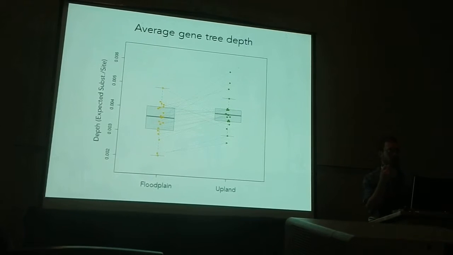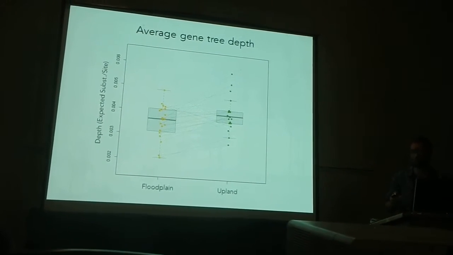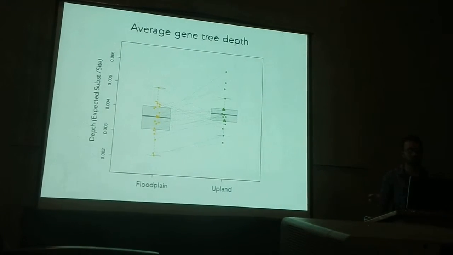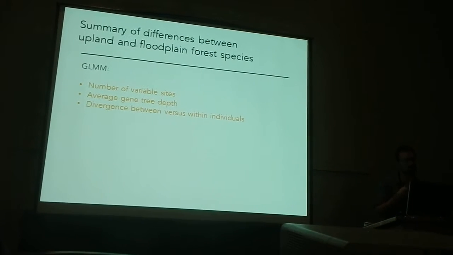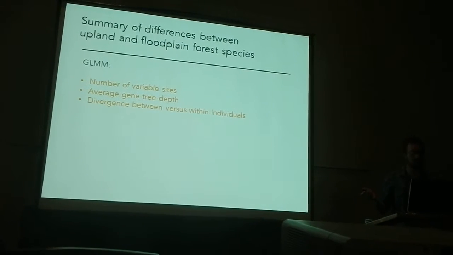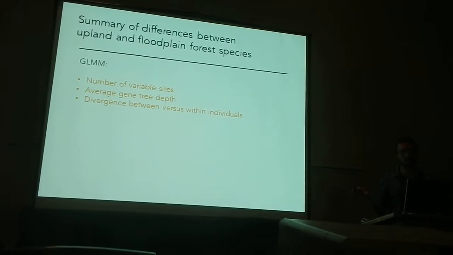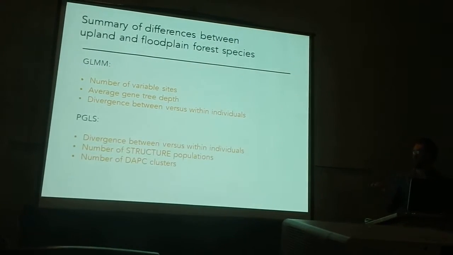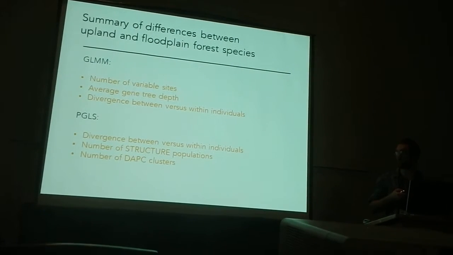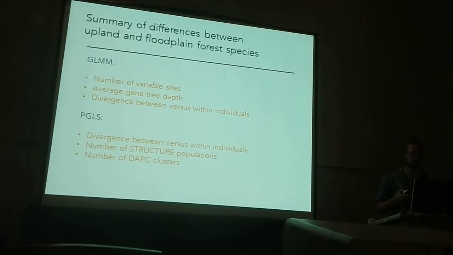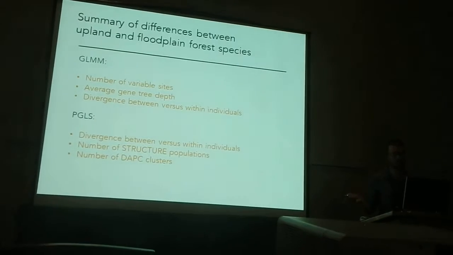The average gene tree depth is also deeper in the upland forest species, suggesting they have deeper histories than the floodplain forest species amongst their extant populations. So we found a series of summary stats or estimates that were significantly different between the two habitats using the GLMs. And then with PGLS, we additionally found that the number of structure populations in DAPC, discriminant analysis of principal component clusters, was higher in the upland forest species than in the floodplain forest species.